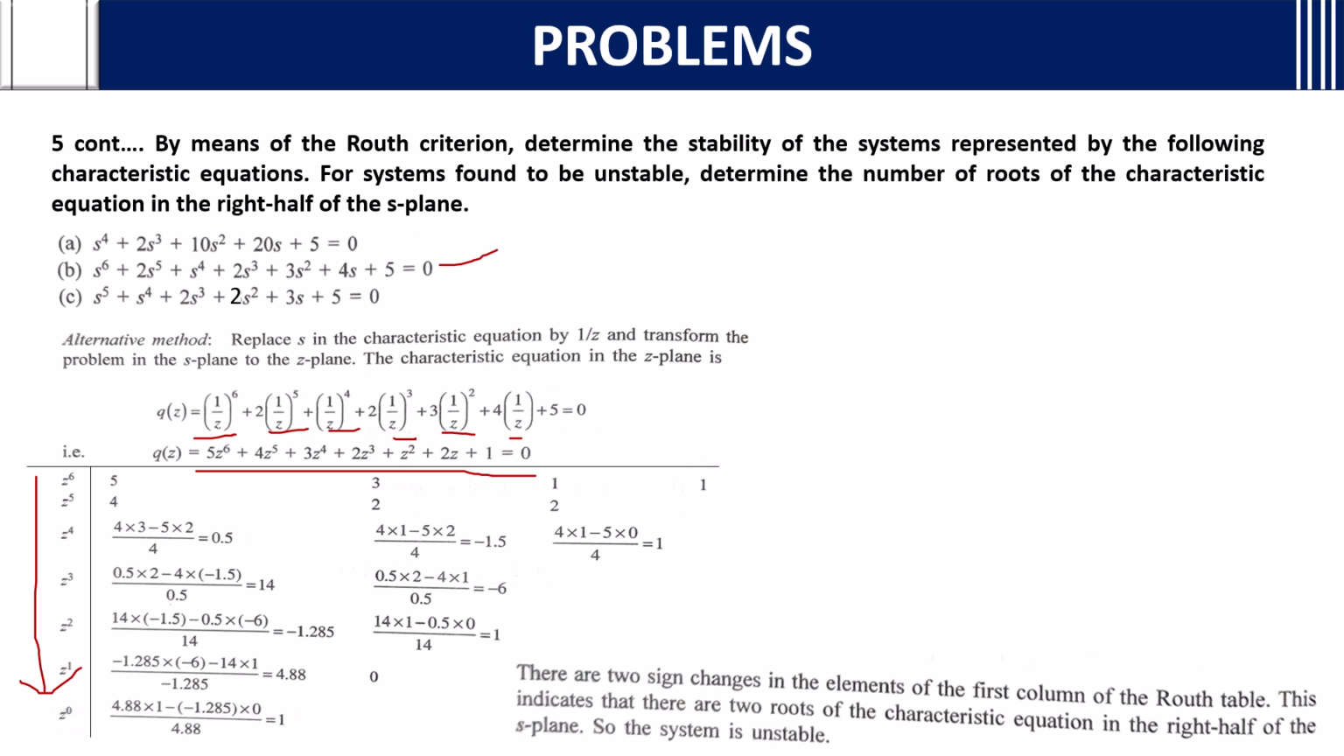So what you will do? You will just find the number of sign changes, that is positive to negative 1 and negative to positive 1. There are two sign changes. What it means? That two roots of the characteristic equation are on the right half of the S plane. The system is what? Unstable.